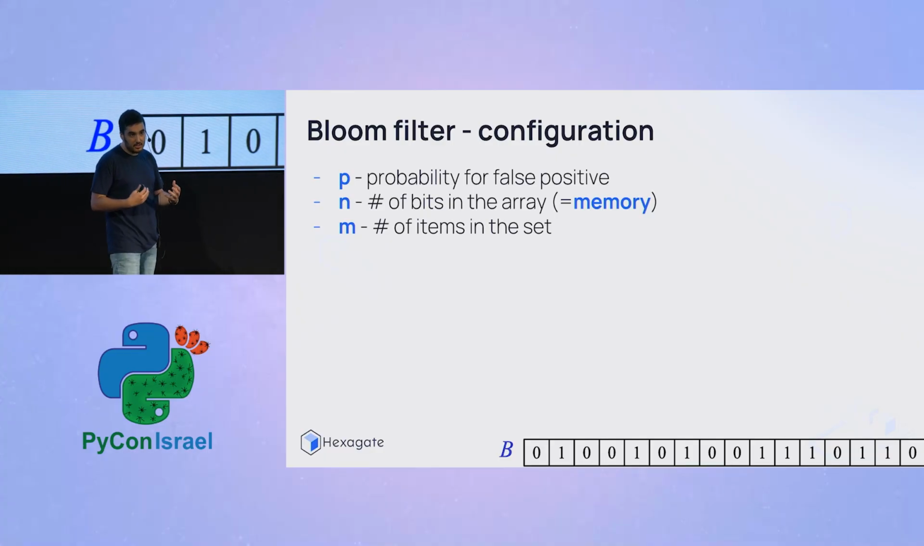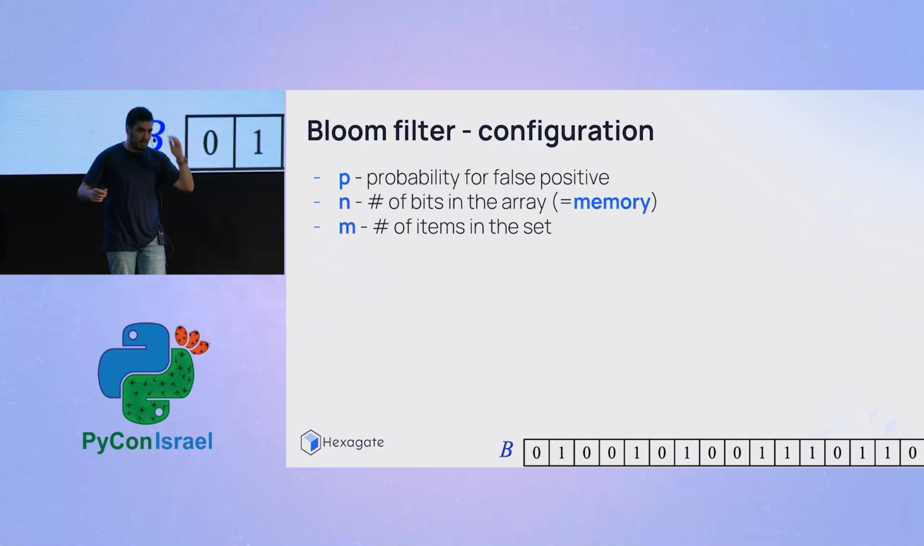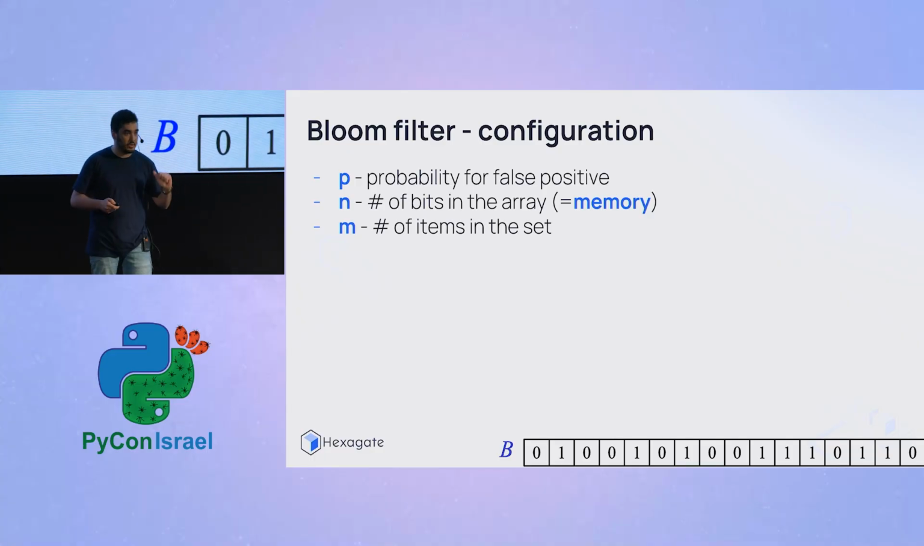Just to get a feeling, if we have 100 bits in the array but we have 1 billion items, then we would expect almost all of the bits to be set to 1 and always get false positives. So we do need to keep the number of items in the original set in mind when using Bloom filters.